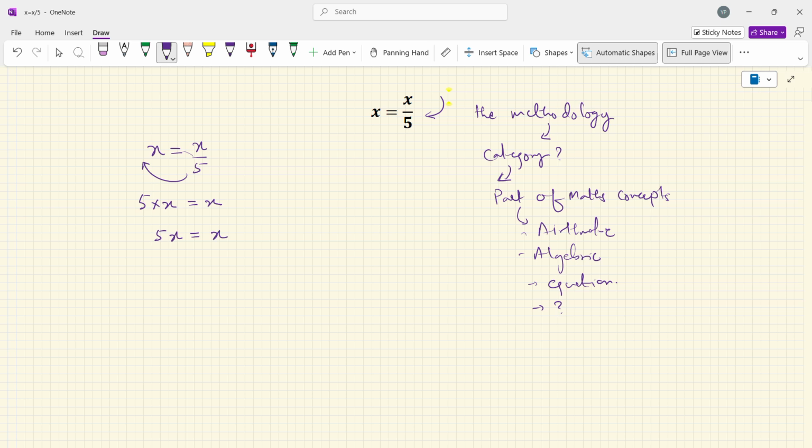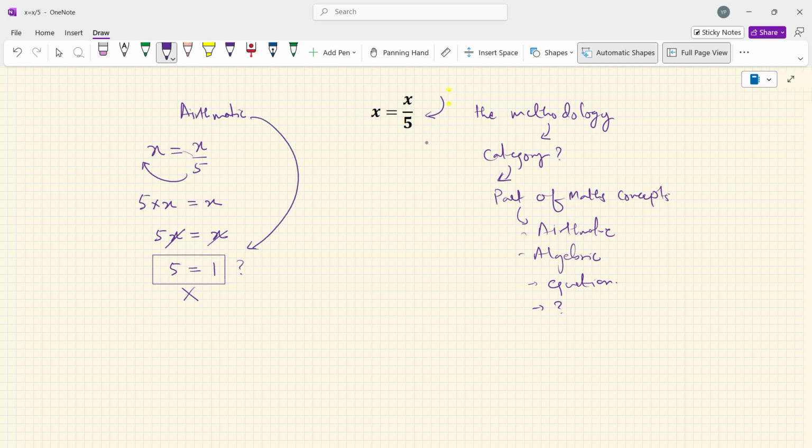Now, since my approach is arithmetic, which says same values can cancel each other on LHS and RHS, hence x is cancelled. I'm left with 5 is equal to 1. But is 5 equal to 1? False. Since our approach was arithmetic, this is what led to this confusion.